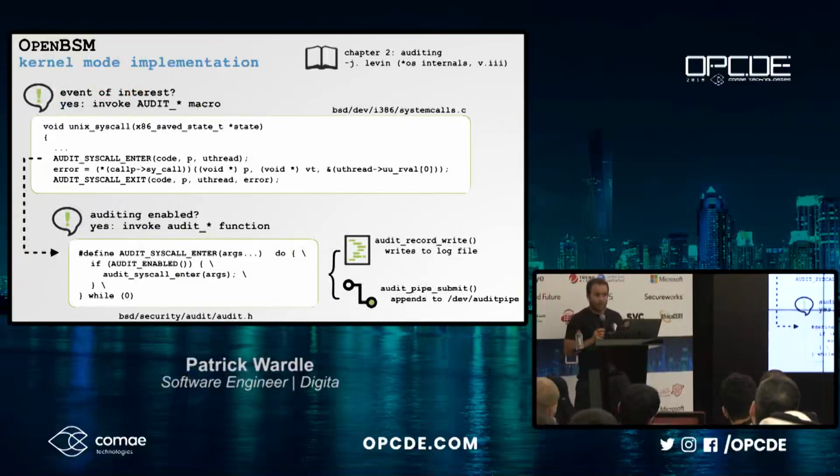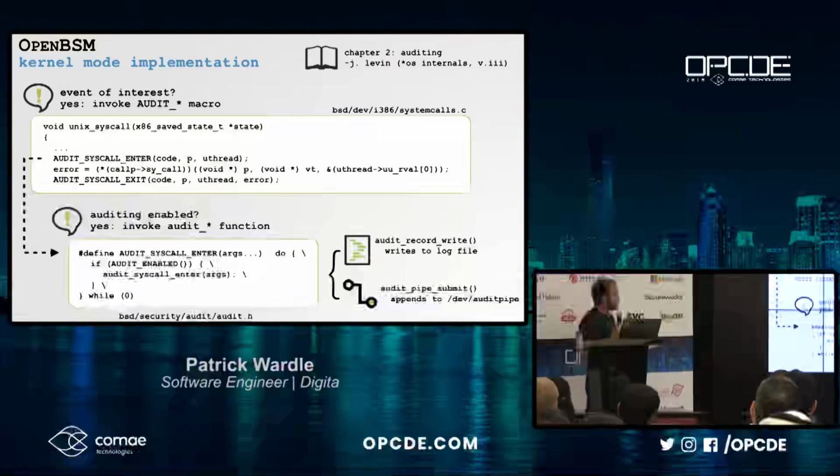Again, we have the syscall interface that we talked about before. And in this, there's also some code to generate OpenBSM auditing events. So for example, we can see there's a call to audit_syscall_enter. And then after the syscall has occurred, there's a call to audit_syscall_exit. And again, these are OpenBSM macros in the kernel that will generate audit events. Jonathan's book goes into the technical details of all of this. But basically, what these macros do is they generate audit events and then propagate that out to user mode, either by writing to the log file or to the audit pipe.